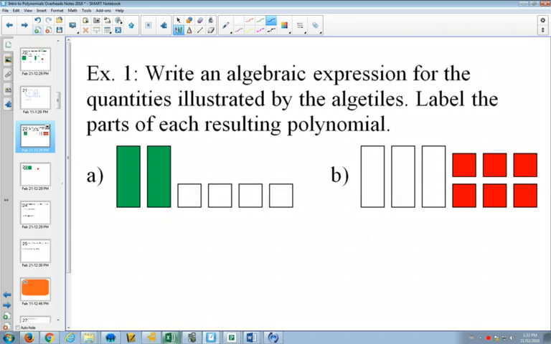So what do we have here? What kind are these green tiles? Positive. Positive what? X. Positive x's. So how many x's do we have? 2 x's. And then 4 negative ones. We'll just write minus 4, because those aren't x's. Those are just ones.